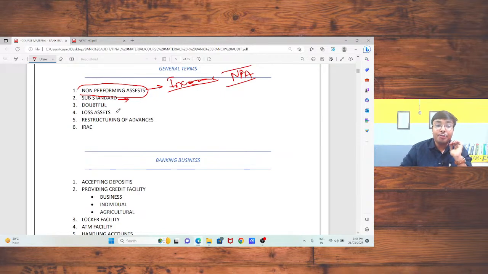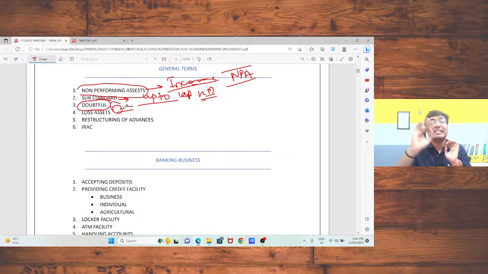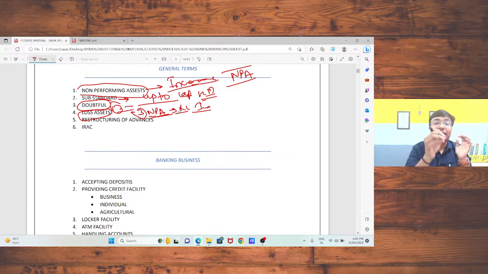Okay, sir. What do you mean by substandard? If that asset is NPA up to 12 months, in that case the same should be classified as substandard. Sir, what do you mean by doubtful? After 12 months the asset should be classified as doubtful. Okay. Sir, what do you mean by loss assets? Post 3 years of NPA, the RBI or the inspection division will classify that asset as a loss asset, and do the write-off function.